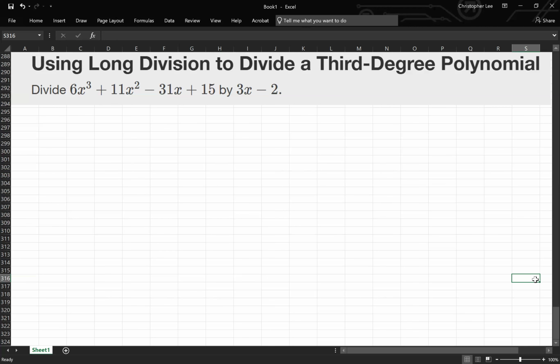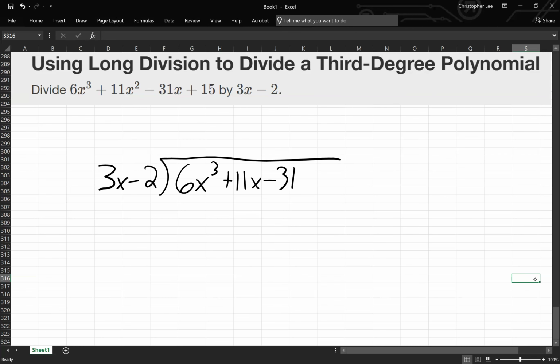All right, let's look at this real quick. Y'all finished it? It was easy, right? Alright. Look: 3x minus 2 into 6x cubed plus 11x squared minus 31x plus 15. I forgot the x squared. All right, boom, let's do it. 3x goes into 6x cubed how many times? 2x squared. Very good.